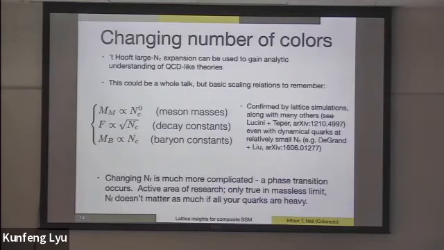Last thing I want to note is large N expansion. I'm not going to go into too much detail here. Again, this can be used for some analytic understanding of the space of QCD-like theories, but I'll refer to the scaling a couple of times. I think you could have a whole talk on large N_C expansion and lattice results. Certainly, there are some basic scaling relations that are worth remembering that have been confirmed by a number of lattice simulations.